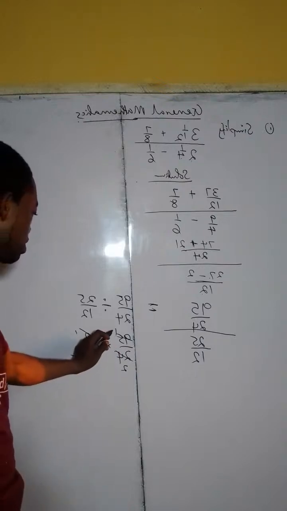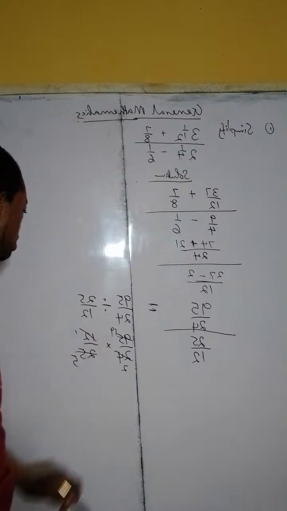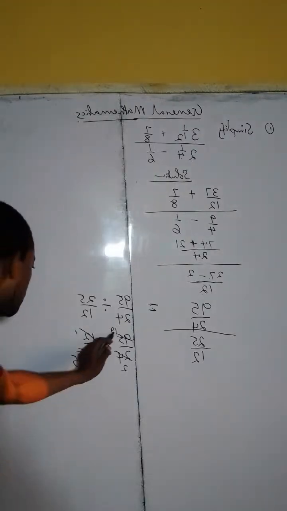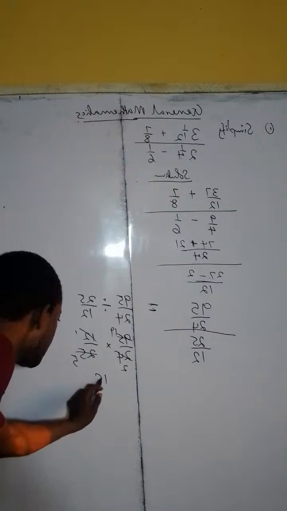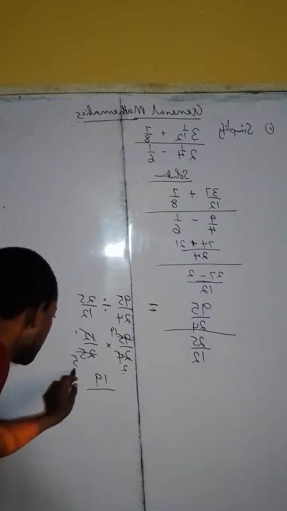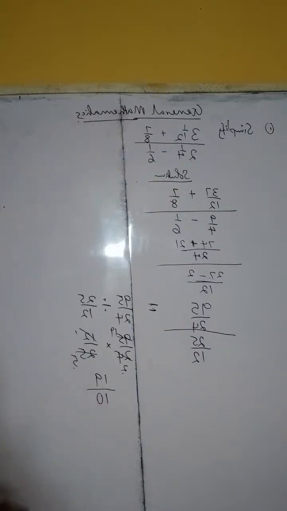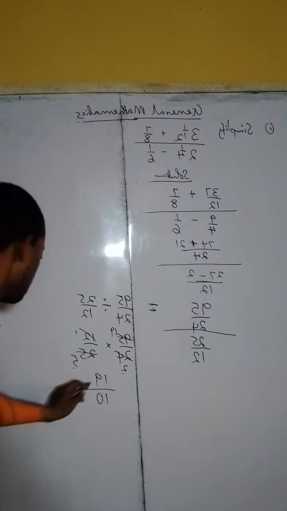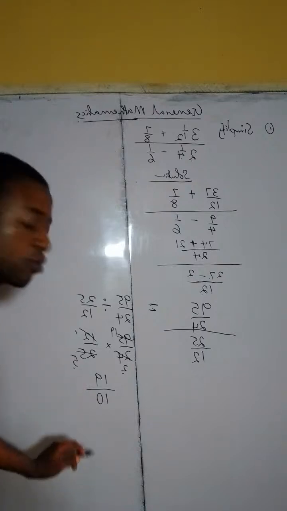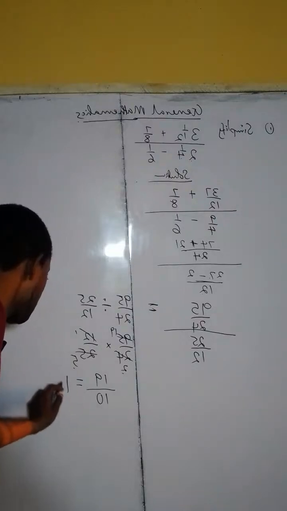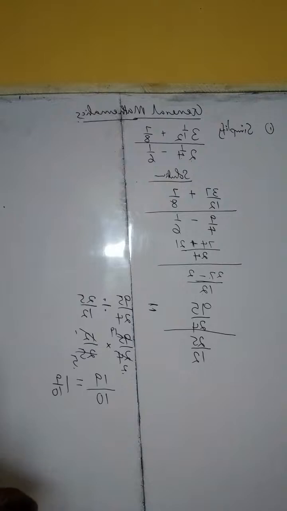that's 19 there. That means here, we have 19 times 1, that's 19. Then over 2 times 5, that's 10. Which implies we have 19/10 here, which is same thing as 1 9/10. So that is the simplified form of what we have on the number one question.